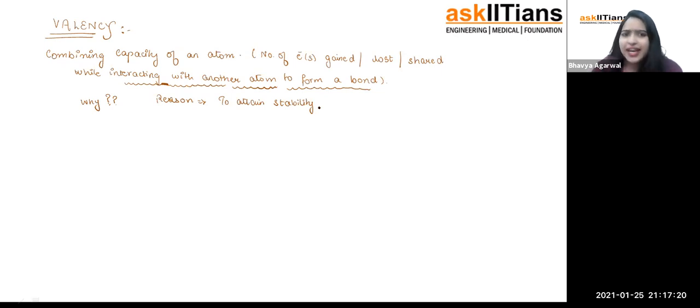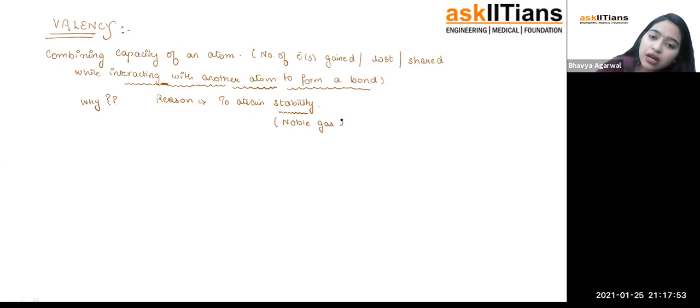If I do that, yes, I'll be stable. Okay. So the same case is with the atoms. Now, they don't want to be as rich as Ambani. They want to be as rich as another species of elements which are known as noble gases. Okay. So when you talk about attaining stability, for them, the stability is noble gas like electrons.